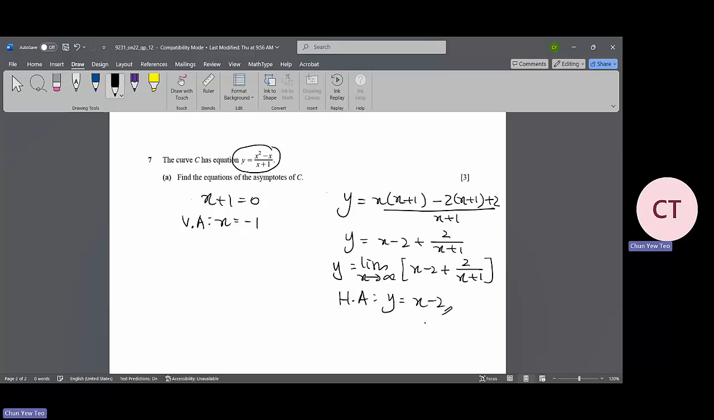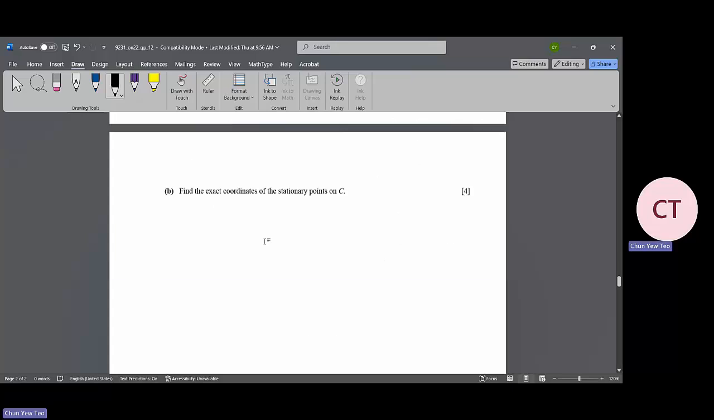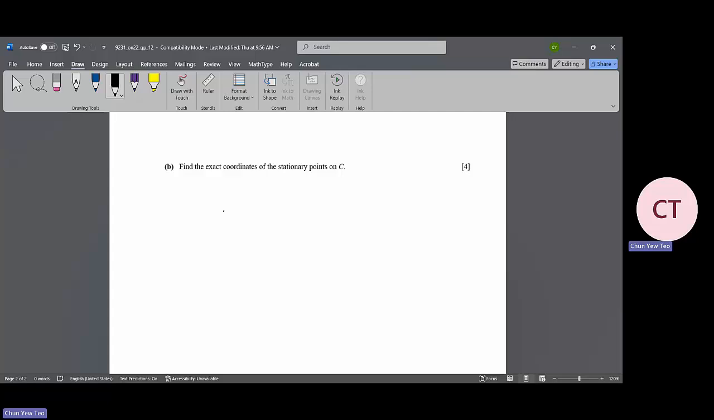Okay, so this will be your answer for part A. So we have vertical asymptote and horizontal asymptote. Done. So now we move on. This one is not a horizontal asymptote. We're supposed to call this one an oblique asymptote. So OA. Move on.